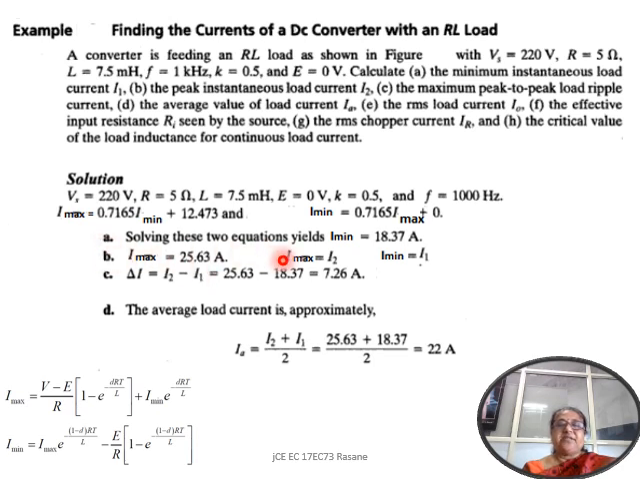Okay, and further on, let us assume I max as I2 and I minimum as I1. So ripple current delta I is I2 minus I1, which is the subtraction of these two, and you get 7.26. And the average load current, we know we take the average of these two currents. So I get this value as 22 amperes.